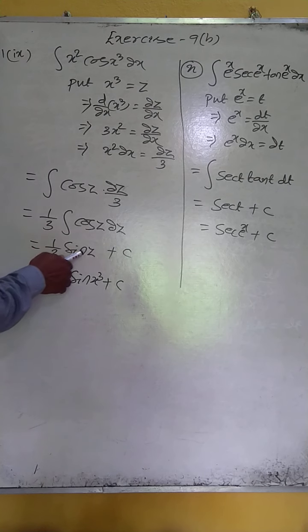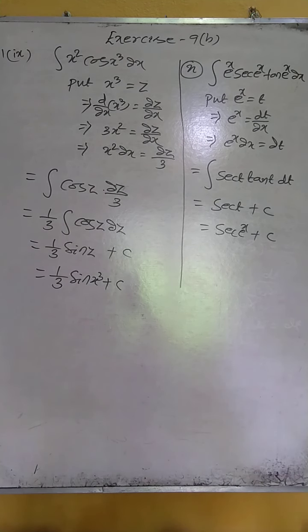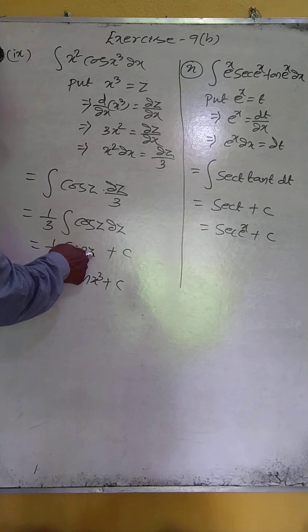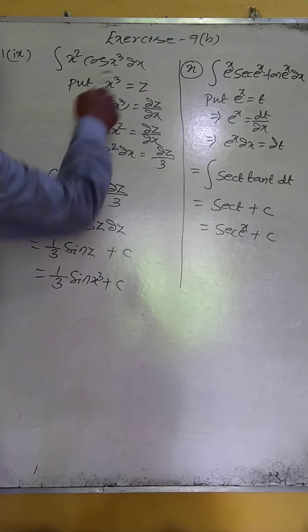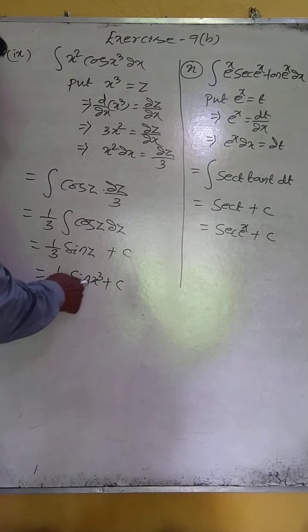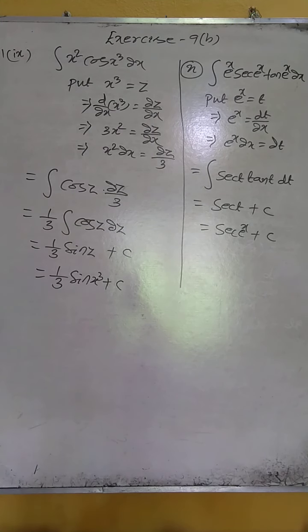1 by 3 sin z plus c. You know the integral of cos z is equal to sin z. So that equals 1 by 3 sin, in place of z we put x cube, because we put x cube is equal to z. So 1 by 3 sin x cube plus c.